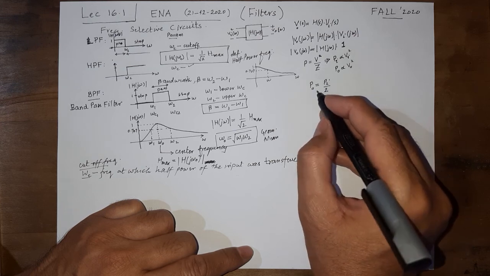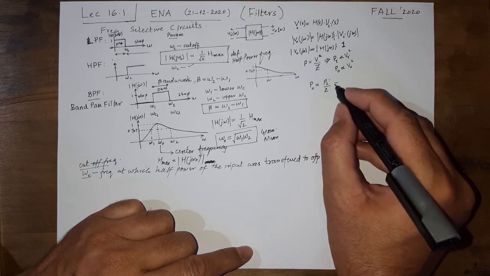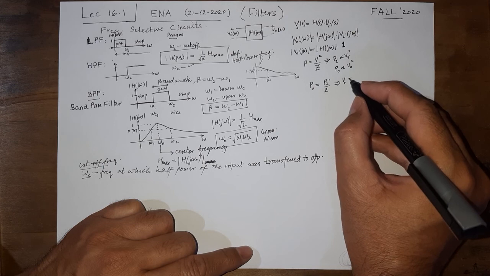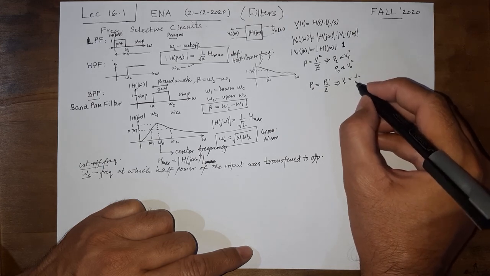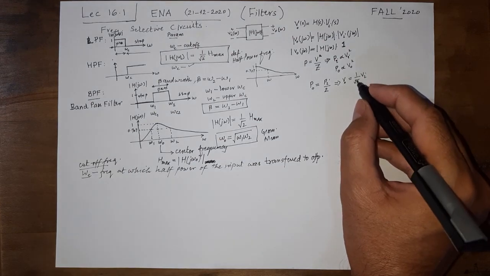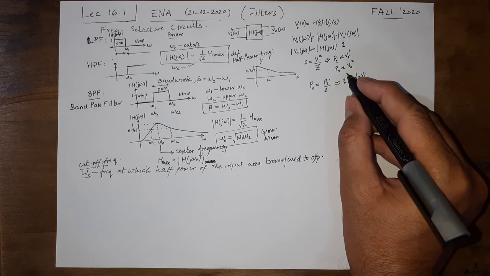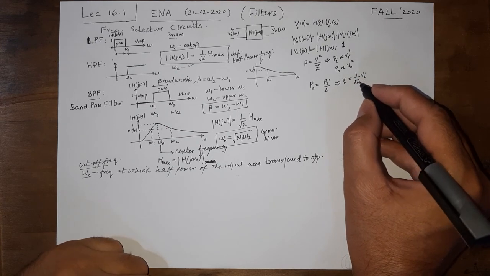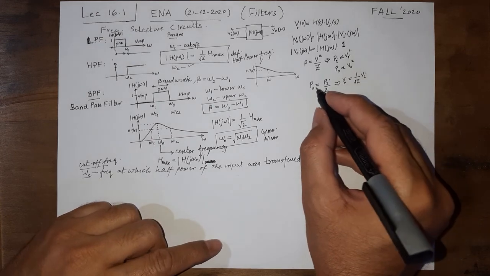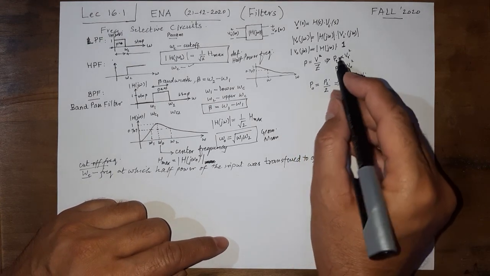It will be when the output voltage is equal to 1 over under root 2 of the input voltage. Why? Because the square of the output voltage would be equal to half of the input voltage squared. So that point exactly is going to give us the cutoff frequency. I hope you understand this.